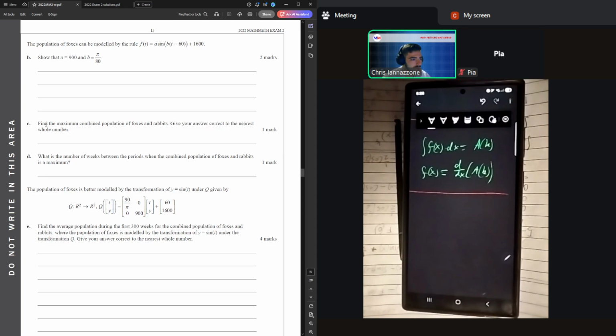Yeah, we should have time for this last one here, part C. Maximum combined population of foxes and rabbits. Bit tougher. This will be fine. Tough to do by hand, probably.